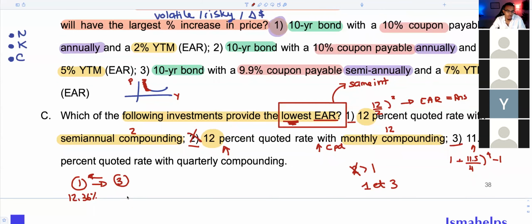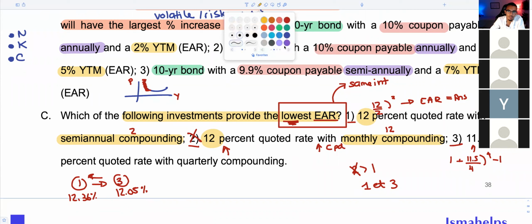Okay. Let me just see, because when I do 11.5 divided by 100, divided by 4, plus 1, to the power of 4, minus 1, I get something slightly different. Oh, okay. Because I get 12.05. That's why I was like, it can't be number 1. It should probably be number 3. But it's okay. We're all getting a little bit tired, so it's totally fine. But in this case, our answer would be number 3.